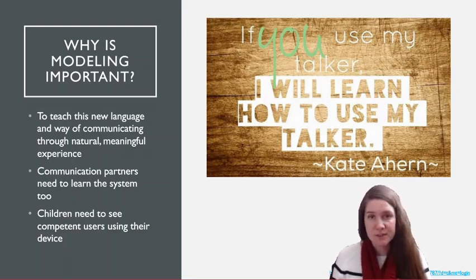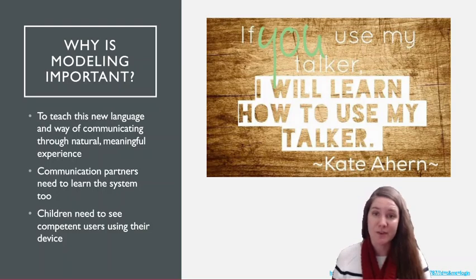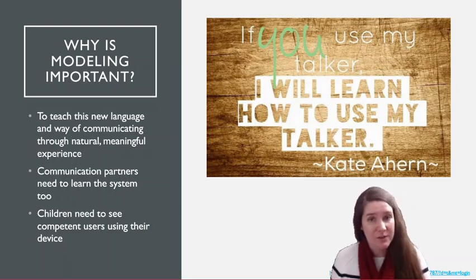Even if your student is not very interested in watching you model at first, it can still be beneficial for a couple of reasons. First, they might be taking in more than you realize, even if they're not looking at the system directly. Second, communication partners need to learn how to use the system as well in order to be effective modelers and teachers. Remember, it's like learning a new language, and the best way to do this is through practice. So rest assured that any time you spend modeling is time well spent.